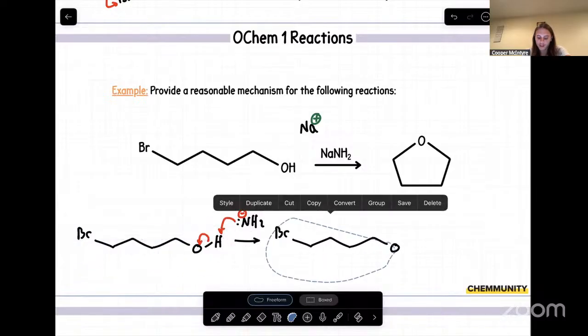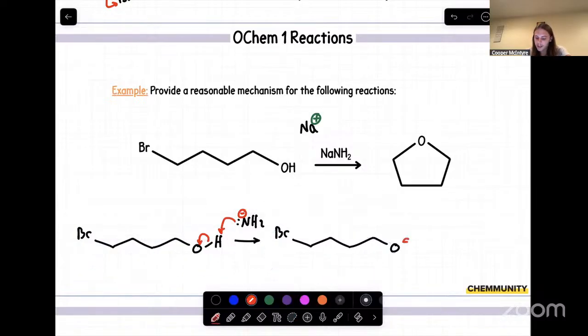Drag this over here. And we can now see that since our electrons have fallen back onto that oxygen, it has a good negative charge. And what we can see is that we have a good nucleophile and an electrophilic carbon on the same molecule. So what's going to happen is an intramolecular, we'll write down intra, and don't forget that intra means within the same molecule. This will be an intramolecular SN2 reaction.